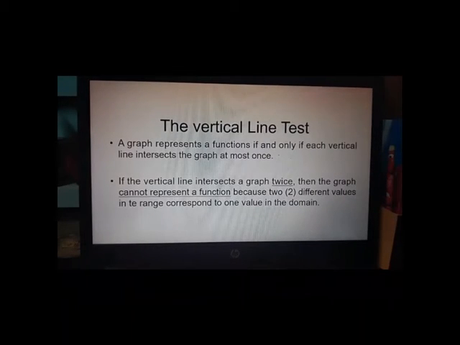What is this vertical line test? The vertical line test: a graph represents a function if and only if each vertical line intersects the graph at most once. Only once. If the vertical line intersects a graph twice, then the graph cannot represent a function because two different values in the range correspond to one value in the domain.